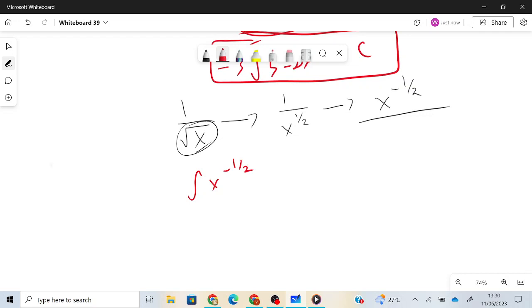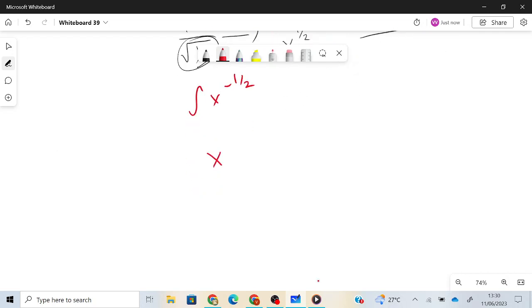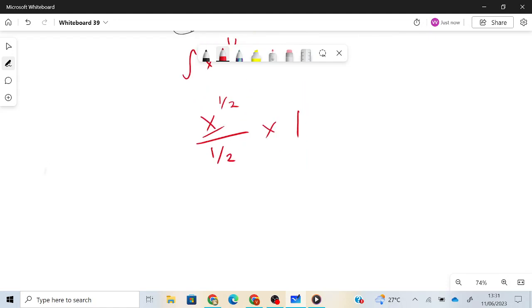And if you integrate this, again, same process, x to the power minus 1 over 2 plus 1, that's 1 over 2, all over the new power, which is 1 over 2 as well. And then you times it by the reciprocal of x, which in this case is still 1. And we know that there's a 1 in front as well, although we haven't written it, because whenever there's no coefficient it means 1. And if you divide 1 by 1 over 2 you get 2. So the final answer is 2x to the power 1 over 2 plus c.